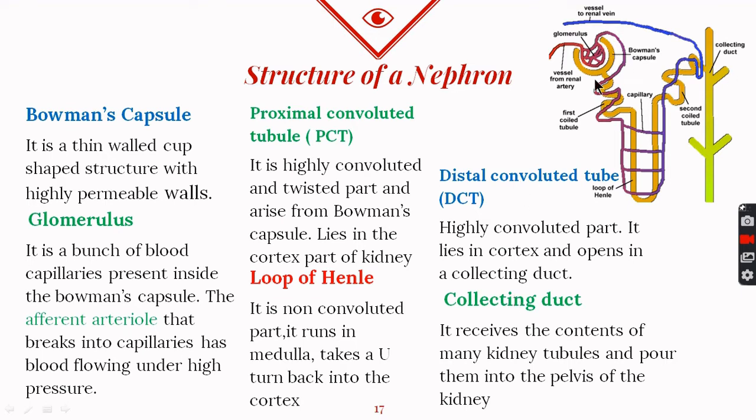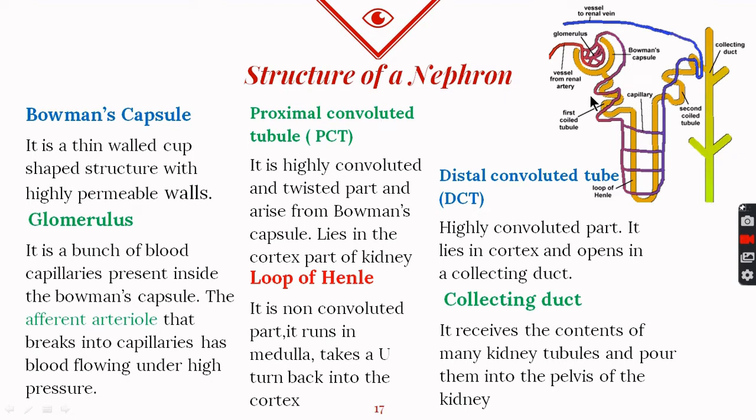Now this cup-shaped part is the Bowman's capsule, and it has highly permeable and thin walls. Inside the Bowman's capsule, a branch of the renal artery enters, which is called the efferent arteriole. And this efferent arteriole breaks into many capillaries inside the Bowman's capsule, and this bunch of capillaries is called the glomerulus. Inside the glomerulus, blood is flowing under high pressure, and the walls of these capillaries are highly permeable and very thin.